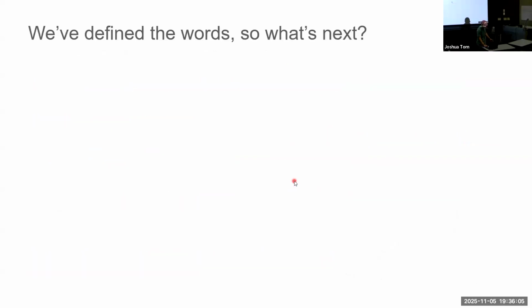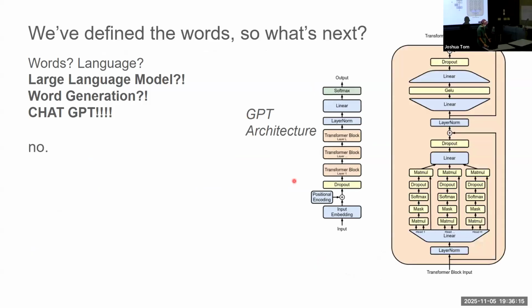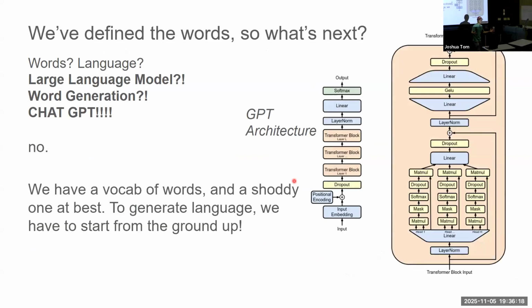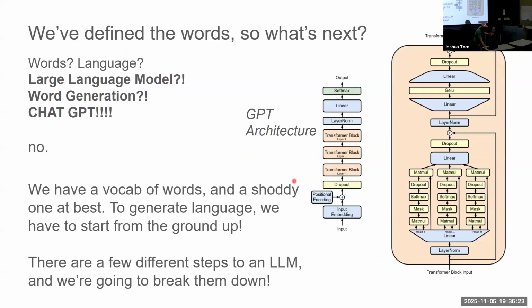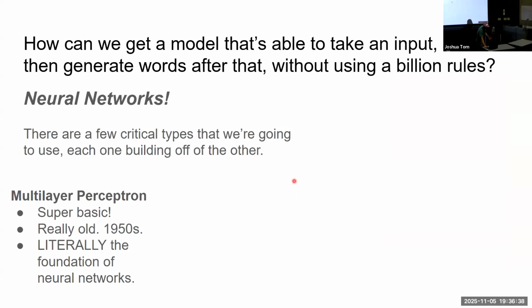So we've defined the words. So what's next? We can go words, language, ChatGPT. No, we are not going that far because that's also really complex. All we have right now is a pretty solid vocab, albeit weak in terms of multiple definitions. So I did say that we're going to work our way to getting to a large language model, but we have to start small. And the smallest you can get is a neural network, a multi-layer perceptron.